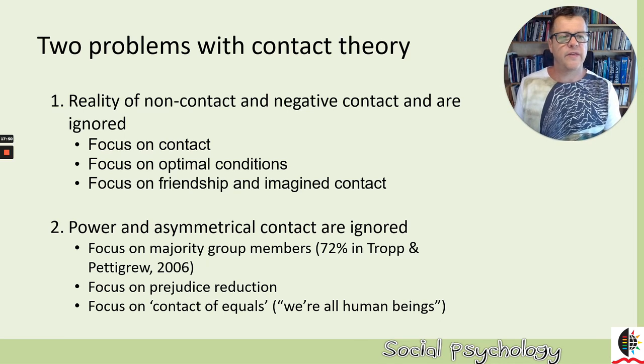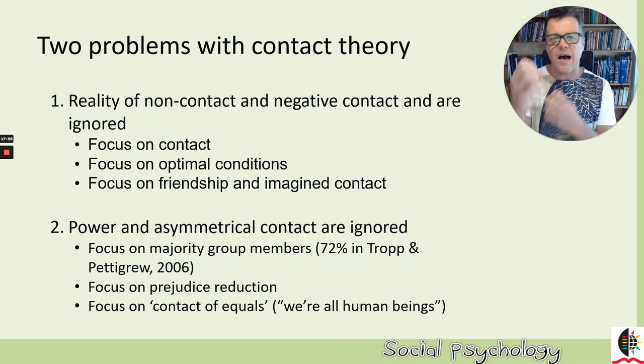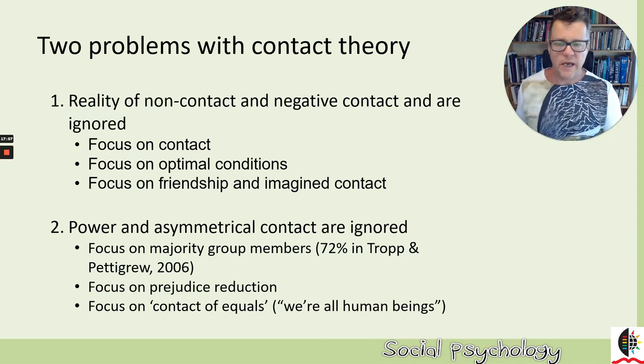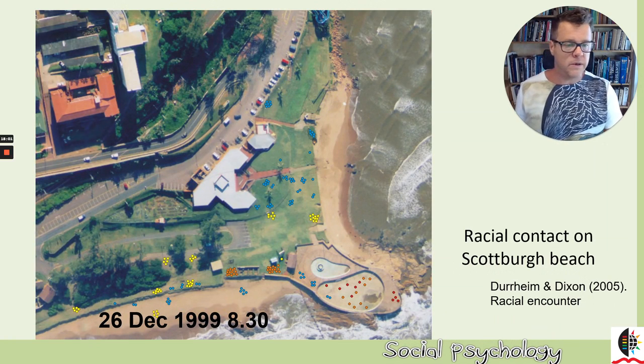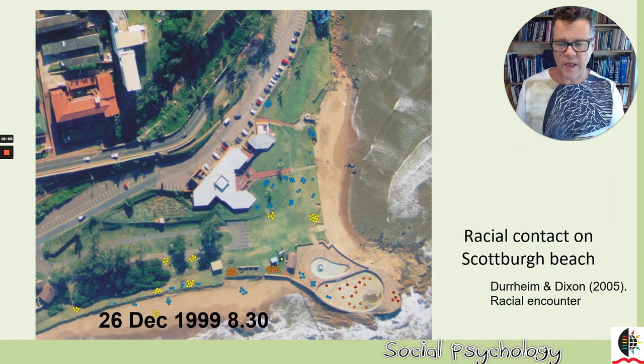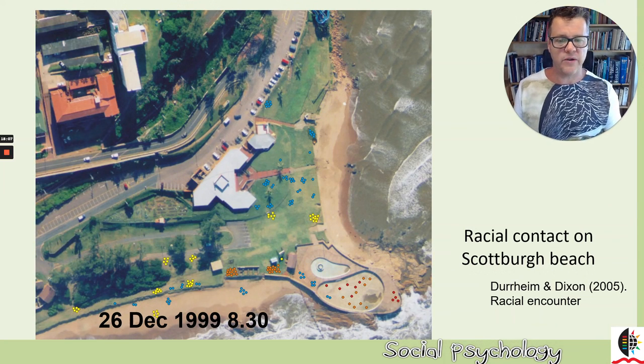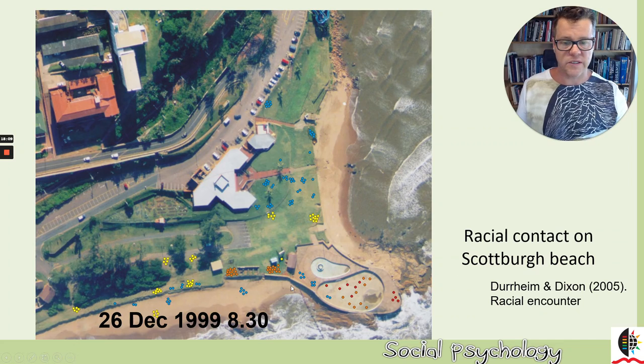But the asymmetries have other kinds of effects. Contact has other types of effects across these asymmetries, and I'll unpack some of these here. Here's an example, a quick little study we did in Scottburgh Beach in 1999. You can see the reality of non-contact over here. The different color dots are different color people. So here are all the white people sitting over there, the blue dots. Here are Indian people over there, and here are colored people.